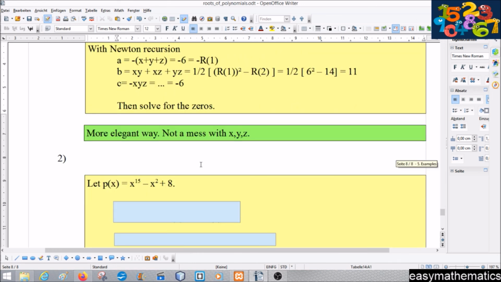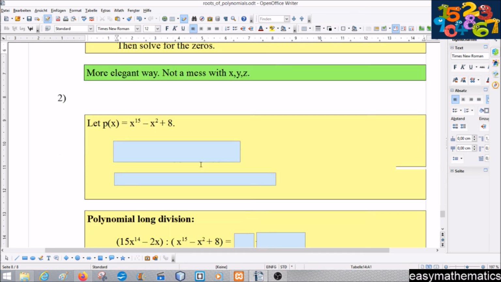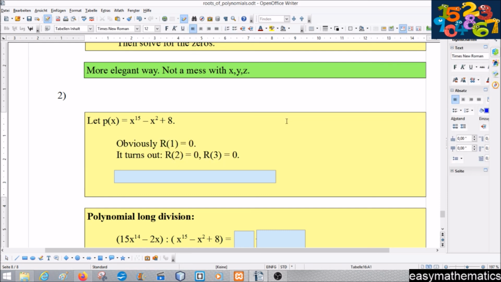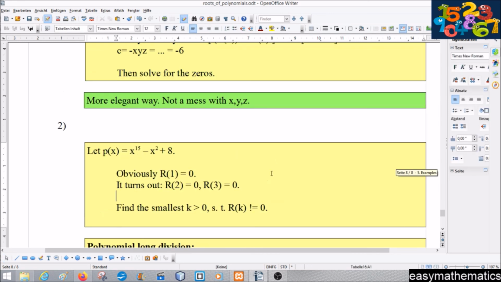And the second example I want to show is this: we have a polynomial x to the power 15 minus x to the power 2 plus 8, and obviously r1 is 0, and it turns out that r2 is 0, r3 is 0, and therefore it's a nice question. Find the smallest k greater than 0 such that r of k is not 0. What is the smallest positive k for which the power sum is not 0? Pause the video and try this by yourself.